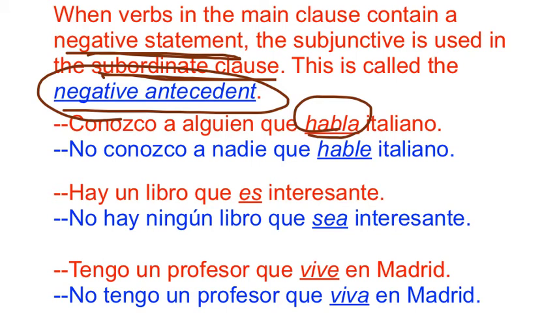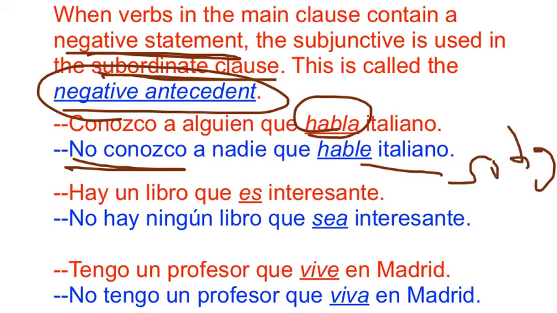That person exists. As opposed to no conozco a nadie que hable. Here we have the subjunctive. Que hable italiano. Even though you're thinking, well, that's true, it's true. Spanish says that if the main clause is negative, in other words, the negative antecedent, the subjunctive is used.